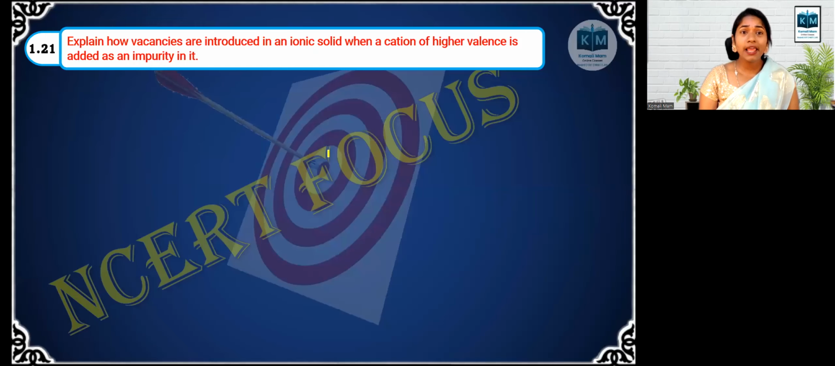1.21. Explain how vacancies are introduced in an ionic solid when a cation of higher valency is added as an impurity.